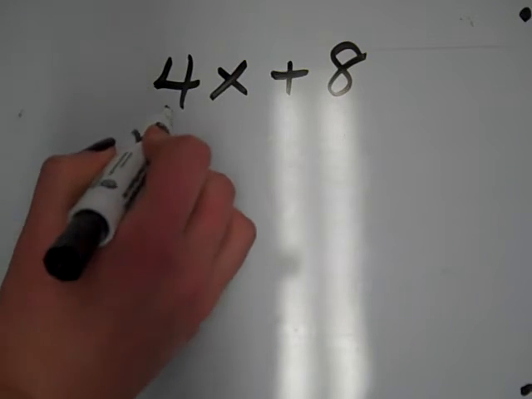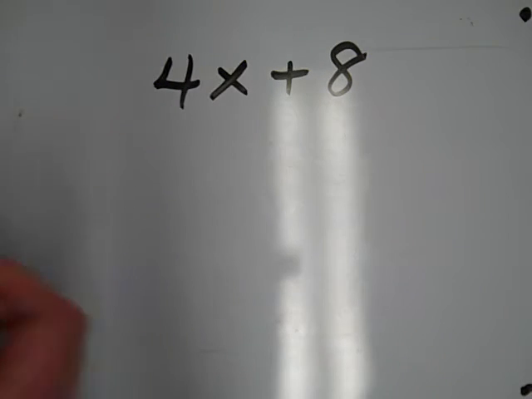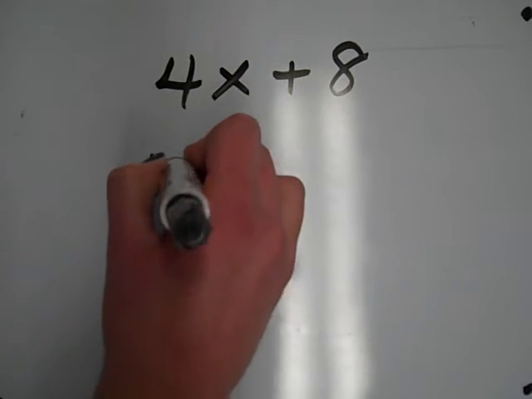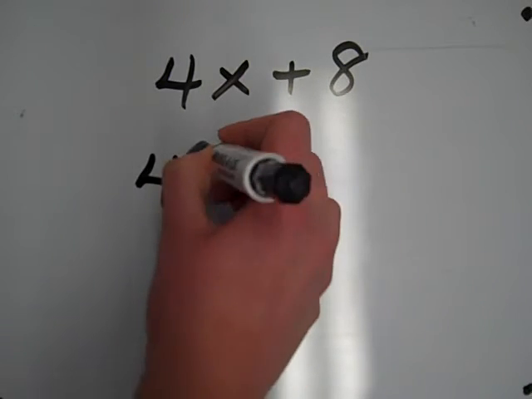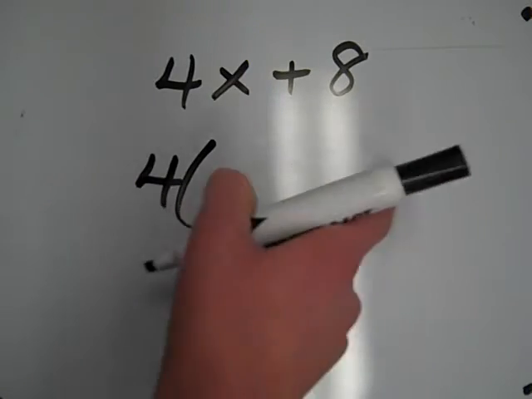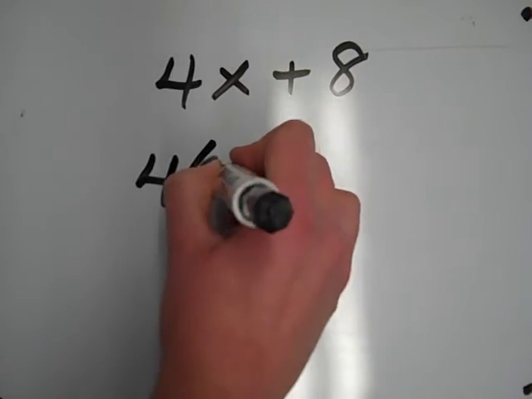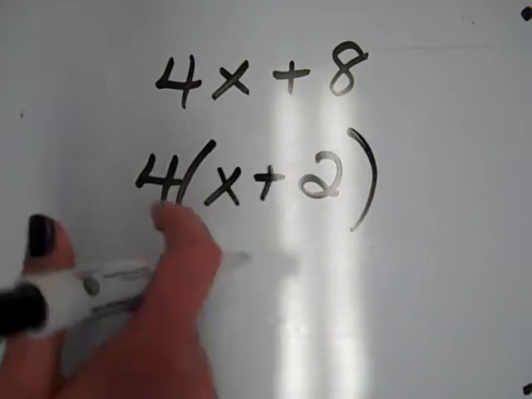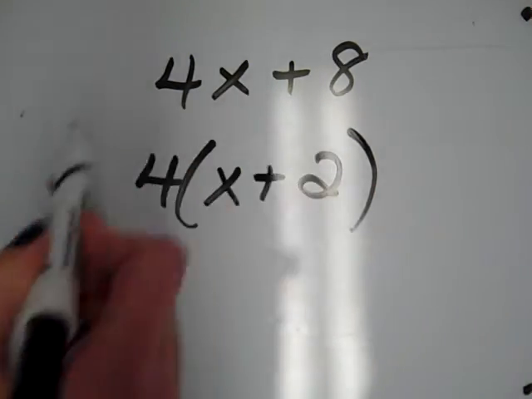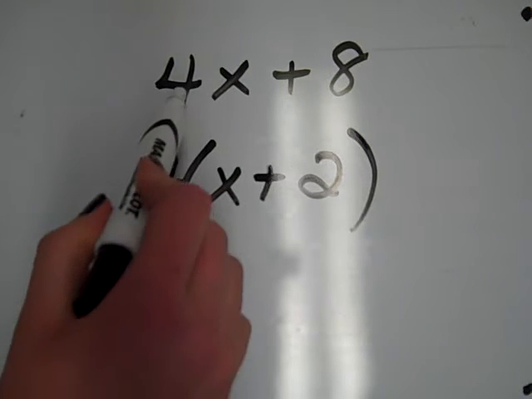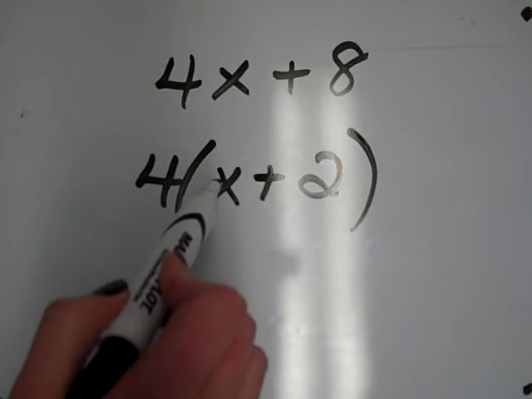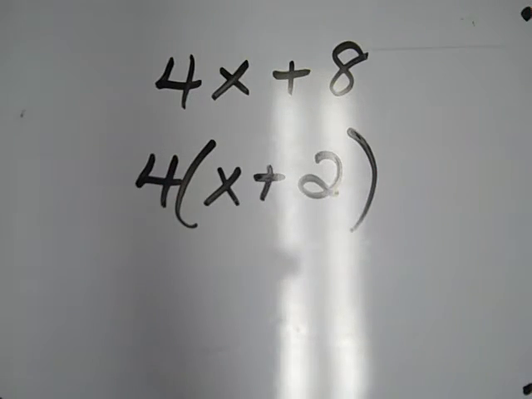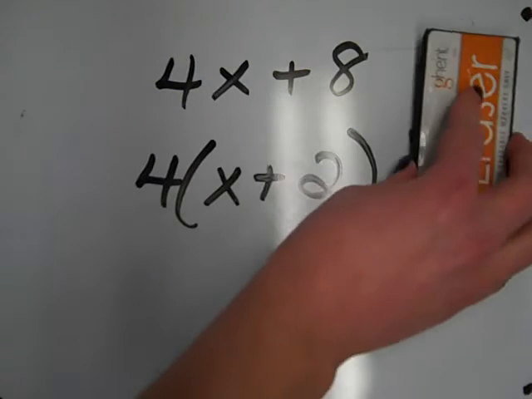So in this case, between 4 and 8, the greatest common factor is 4. So I bring 4 out here, and then on the inside of my parentheses, I have 1x plus 2. And the way I got that is I divided both of the terms by 4. 4 divided by 4 is 1, so I have 1x. 8 divided by 4 is 2, so I have 2. That's what we talked about today in class, that process of factoring.